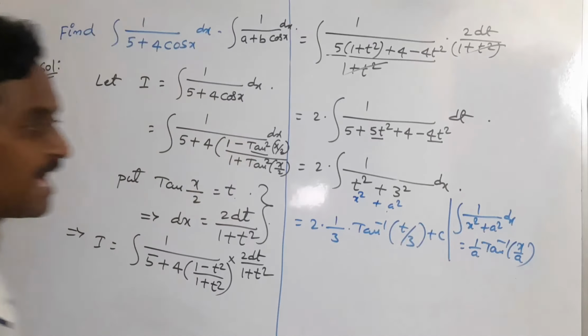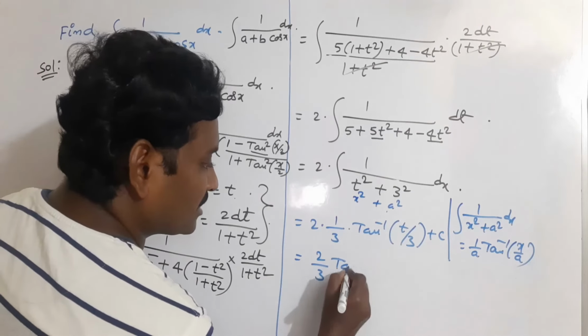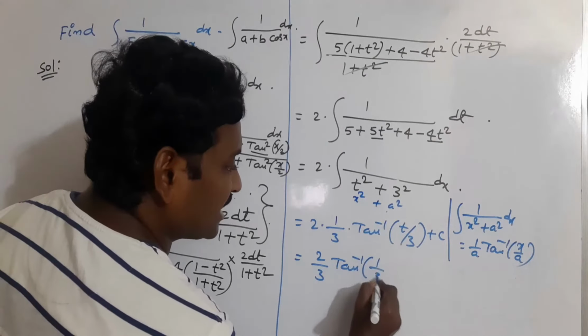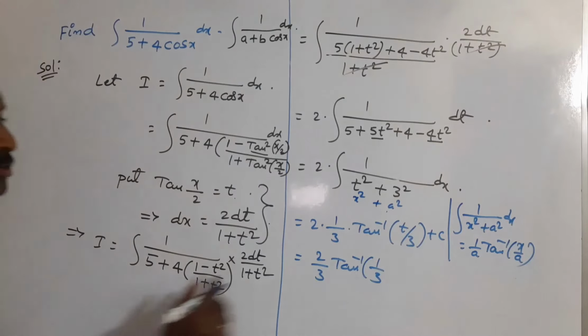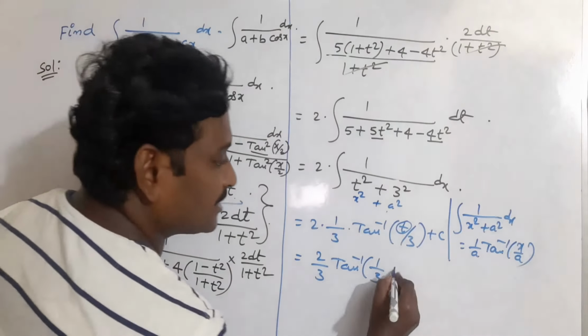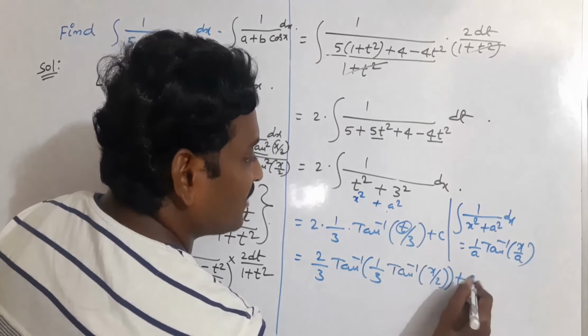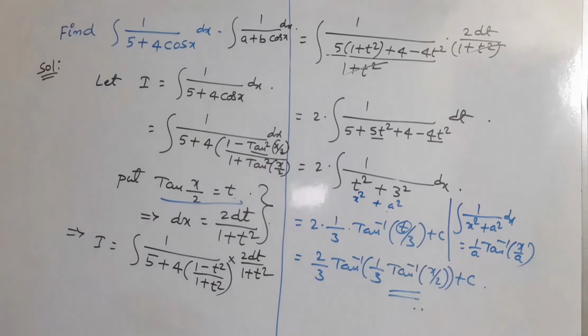Integration is completed, that's why add the constant c. So 2 by 3 times of tan inverse of t by 3. At the last step, you should replace the value of t. What is the value of t here? Tan x by 2 plus c. In this way, we can crack the given problem. See another example now.